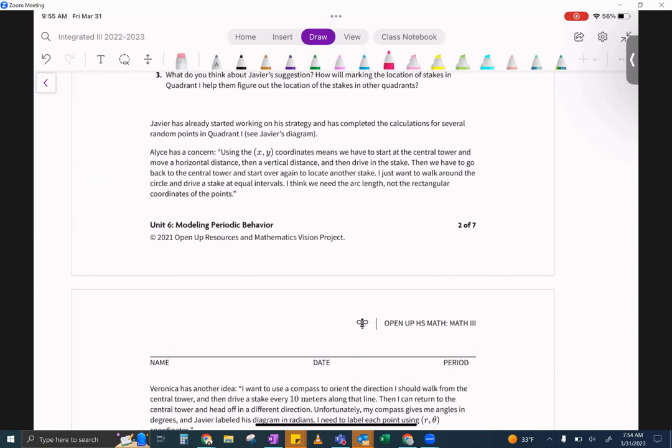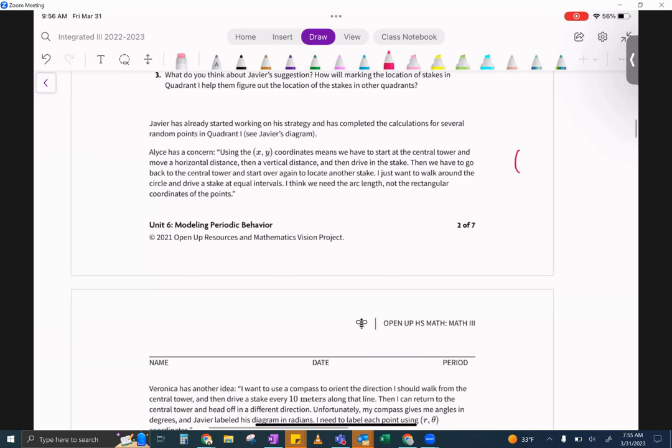Okay, now that you're back, it says Javier has already started working on his strategy and has completed the calculations for several random points in quadrant one. Alice has a concern. So using x comma y coordinates means that we would have to start at the central tower and go right and then go up, right? And then drive in the stake. That's one way to do it. Then they're going to have to go back to the central tower and start all over again by going right and then going up to where the stake is. So that's what rectangular coordinates are.